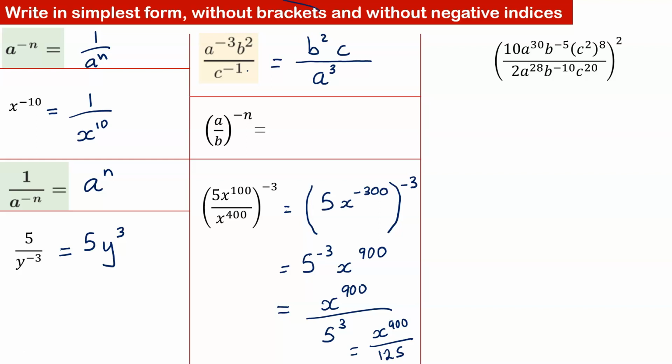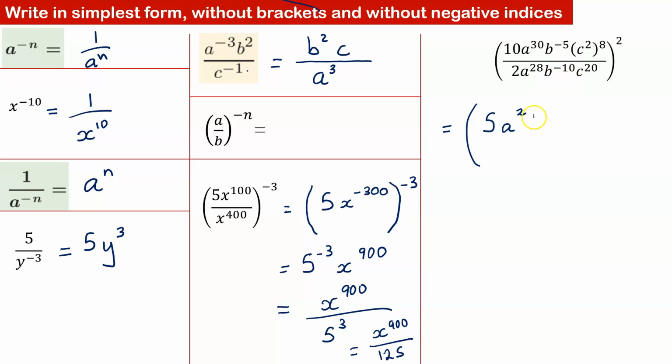And if you want, please pause the video and have a go at doing it by yourself. Well, here we go. A lot of things going on here. First of all, let's deal with this 10 over 2. That's simply 5. Next part. We have a to the 30 over a to the 28. That would be a to the power of 2.